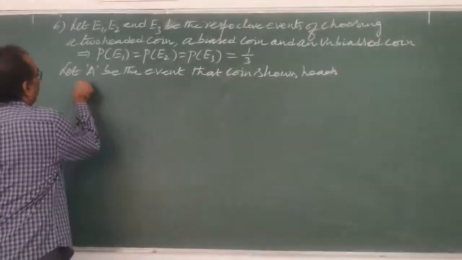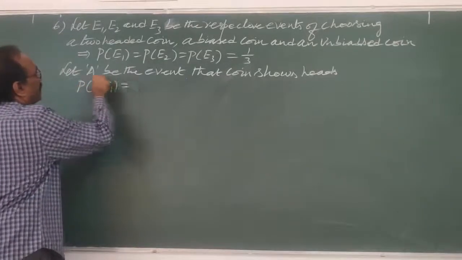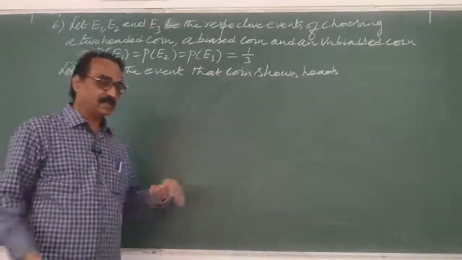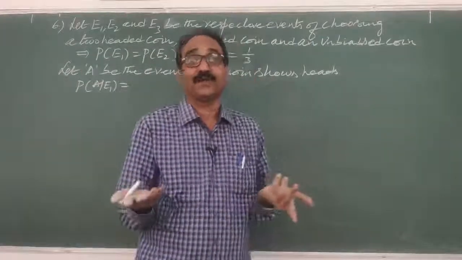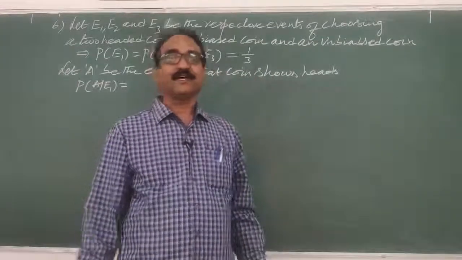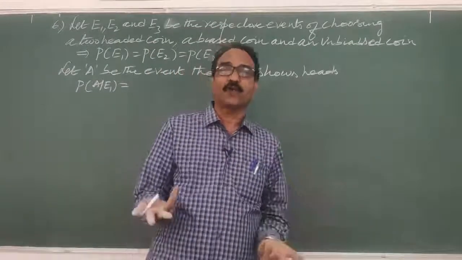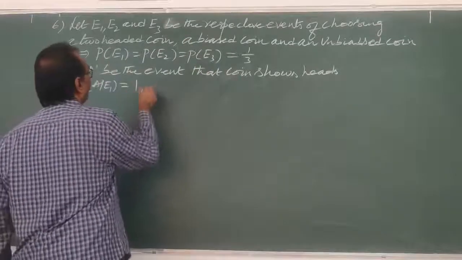Probability of A given E1. My dear students, what is A? Coin shows head. What is E1? Two-headed coin. We want head. It is already heads there. What is the probability now? 1 only, correct? We want head. It is a two-headed coin, so tail won't come. Therefore, the probability of A given E1 is equal to 1.